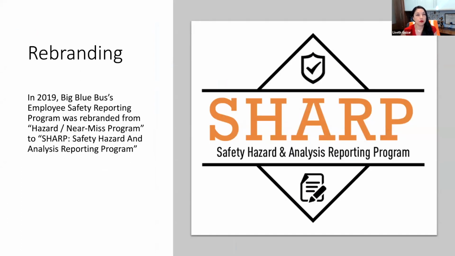So our employee safety reporting system, or ESRP, the name of it is SHARP, which stands for Safety Hazard and Analysis Reporting Program. We rebranded it back in 2019 when, as we were developing our agency safety plan, we wanted to update the program, and we also wanted an opportunity to be able to push this out to all employees in kind of a fresh new fashion to encourage more reporting. So we came up with the name Safety Hazard and Analysis Reporting Program. Next slide, please.